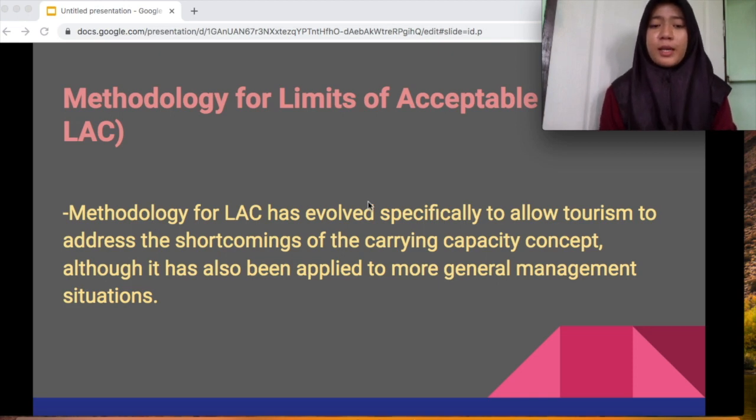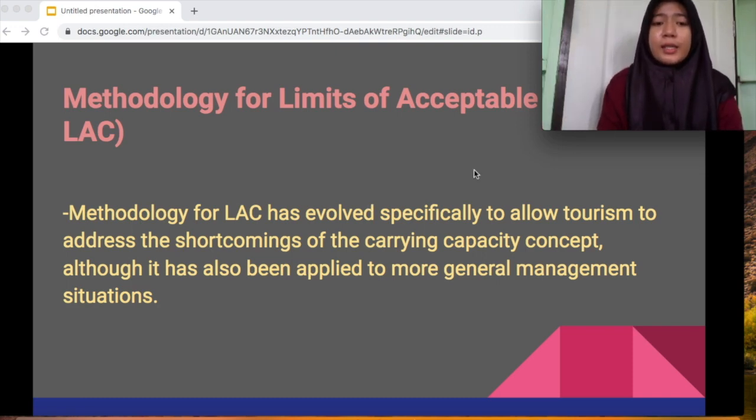To implement an LAC methodology, the manager should consult with the stakeholders to determine a common vision of what a site's acceptable condition should be. First is to set indicators and standards related to the amount of change stakeholders deem to be unacceptable in those sites. And second is to monitor and continually assess the effect tourism is having upon the previously determined standards.